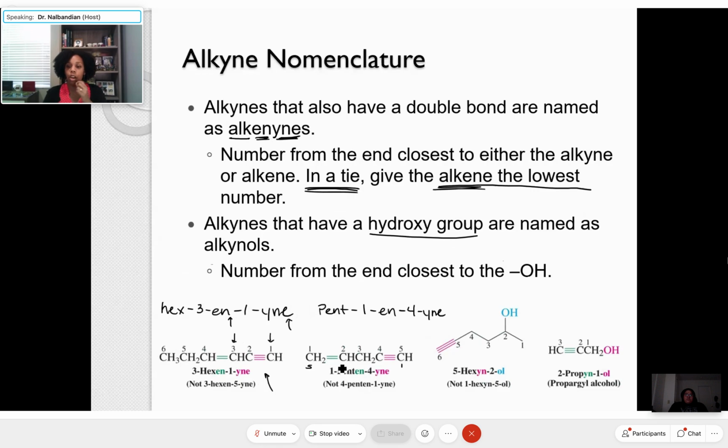And so with the alcohol, if that's your highest priority group, you number to get to that as quickly as possible. It doesn't matter that this could be carbon 1 with the alkyne. You're numbering it this way because we need to get to the alcohol as quickly as possible. So the alcohol here is on carbon 2. So this is 5-hexyn-2-ol, or hex-5-yn-2-ol. Notice that we're dropping the E for the alkyne, and we're ending it with ol.